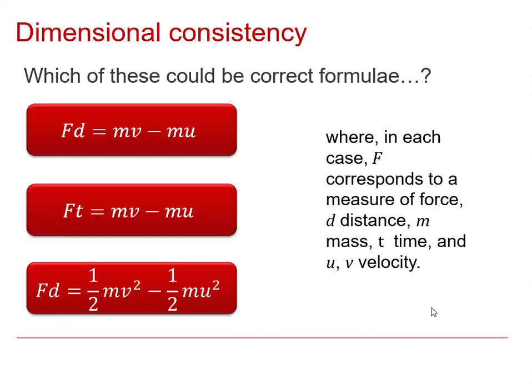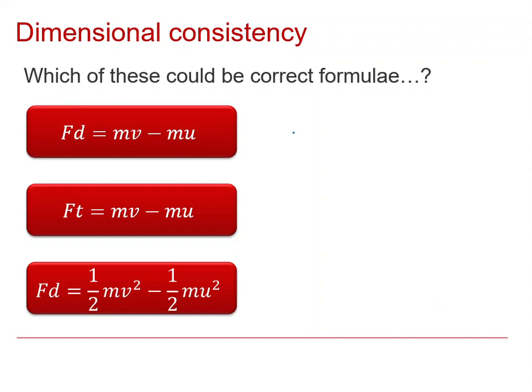Let's look at that in a little bit more depth. Here we've got three equations proposed for consideration. Check what the letters mean. F corresponds to force, d to distance, m to mass, t to time, and u and v to velocity. Let's look at what the dimensions of each of those terms are. In the first case, the first term that comes up is Fd. That's a force times a distance. Well, force we can quote from a previous video as MLT to the minus 2, and that's times an L term, so finally that's ML squared T to the minus 2.